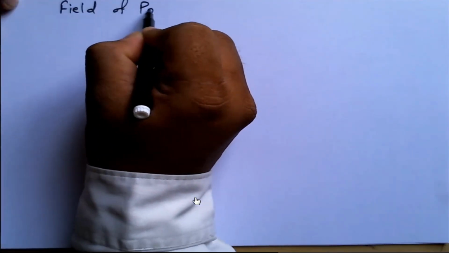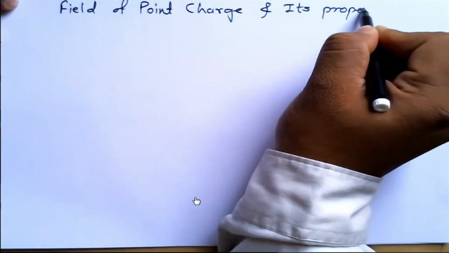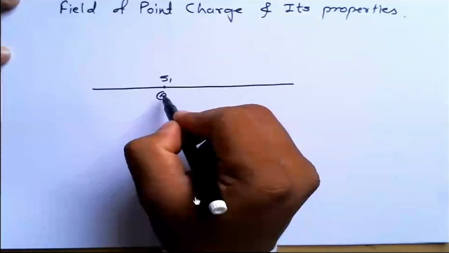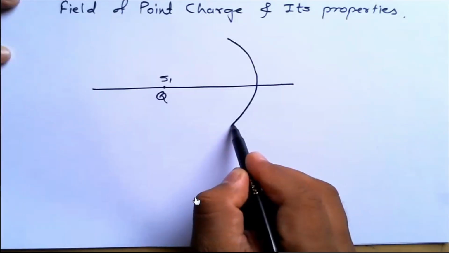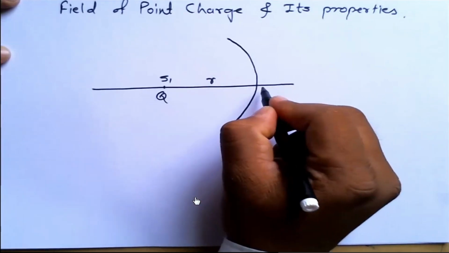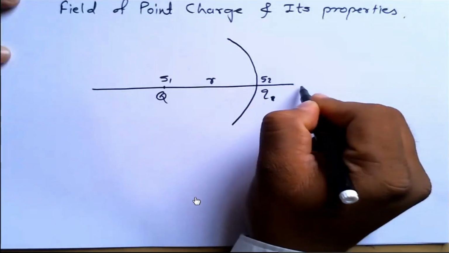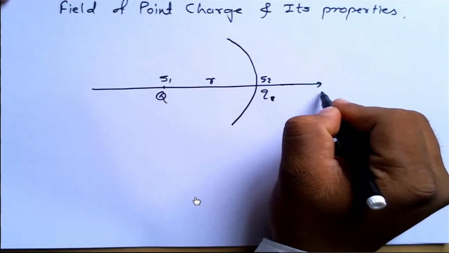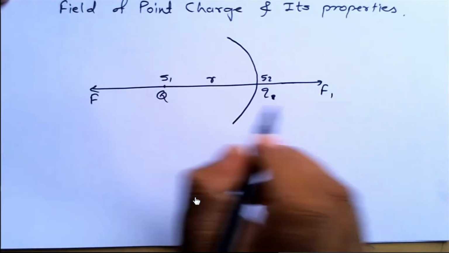Field of point charge and its properties. A point S1 at which the charge is Q, and on the surface which is at a distance small r, there is a point charge q2, small q, placed at a point S2. At this particular point, the field or the force exerted is F1, and due to this charge the force is F.